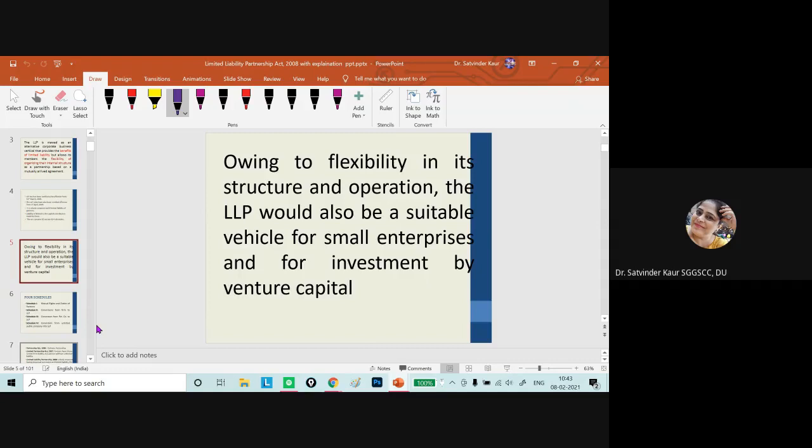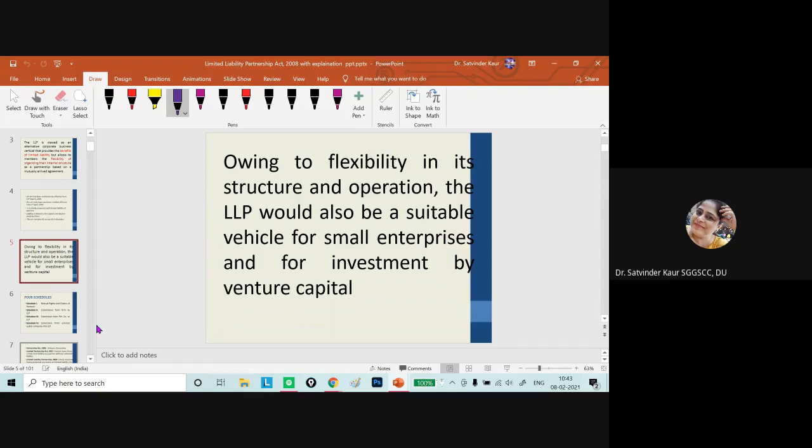If we talk about the utility or the benefits of adoption of this form of organization, this is adopted for organizations which have small enterprises and where more investment is required. So venture capitalists can be taken as one of the forms of investment.